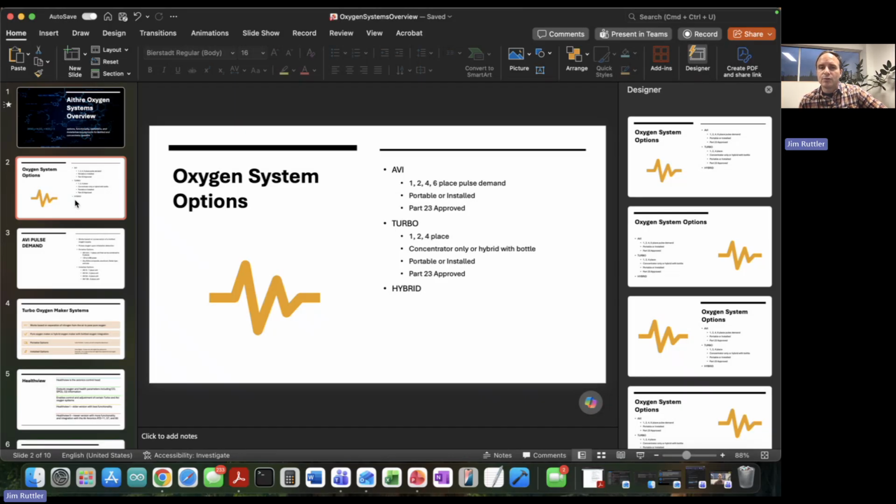We have a 1, 2, and 4 place turbo oxygen concentrator system, both portable and installed. Although the portable only comes in a 1 or 2 place portable solution, which you could purchase 2 for a 4 place, but the installed versions are both 1, 2, and 4 place options, experimental aircraft or Part 23 approved. And then there's the hybrid, which oftentimes due to power and space limitations, people will combine one turbo for the front 2 seats of the aircraft and an AVI system for the back 2 seats, or a turbo for the front 2 seats and then continuous flow for the back 2 seats. So those are options as well that we'll talk through.